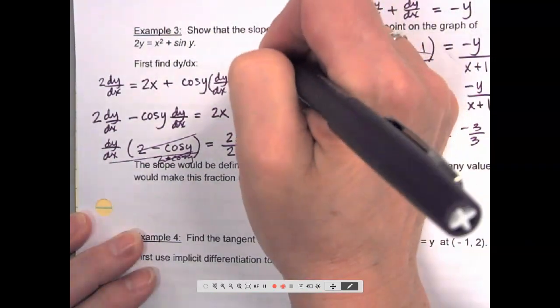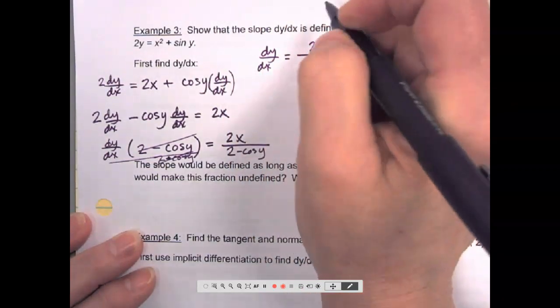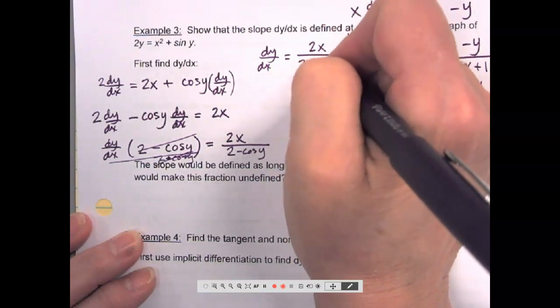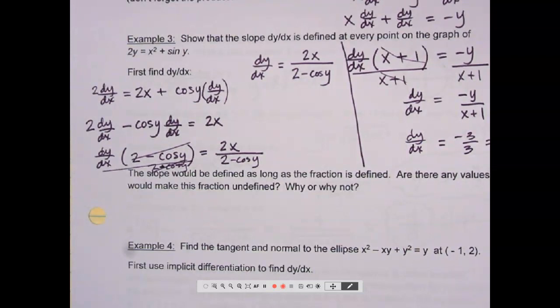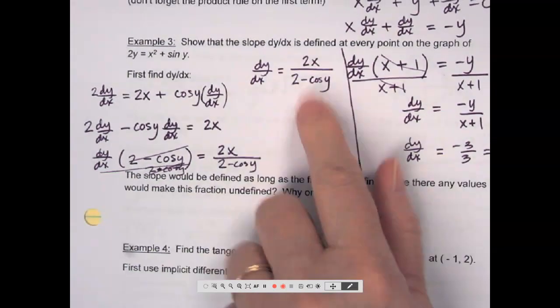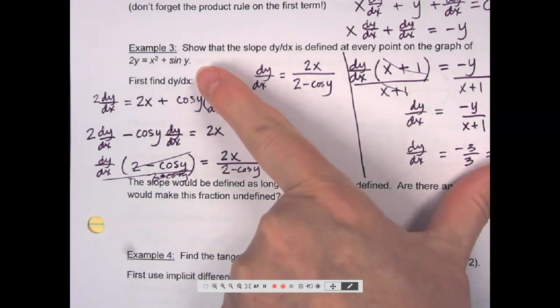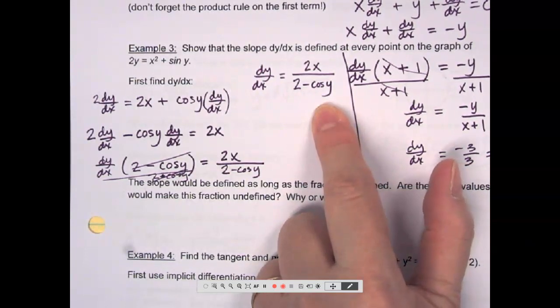So I have dy/dx equals 2x over 2 minus cosine y. Does it get harder than this? Not really. This is just the rule. Anytime we have an equation that can't be written in y equals, this is the method we use. Okay, so here's our derivative. Let's go back and see what the question was. Show that this slope is defined at every point.